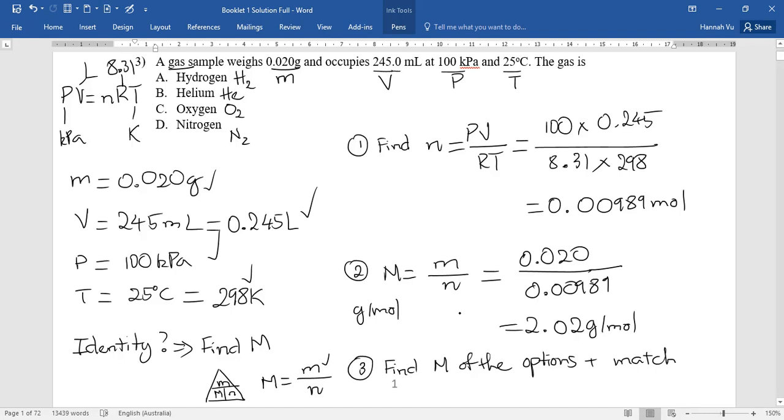Okay, so now we are going to check which gas matches this molar mass. So definitely not C and D, because I think this is 32 grams per mole, because each oxygen is 16, and each nitrogen is 14, so N2 is 28 grams per mole. Helium is 4, and each hydrogen is 1, so hydrogen is 2 grams per mole. So I think hydrogen is going to be the closest to the correct answer. So I'm going to go with A here. That's question 3.